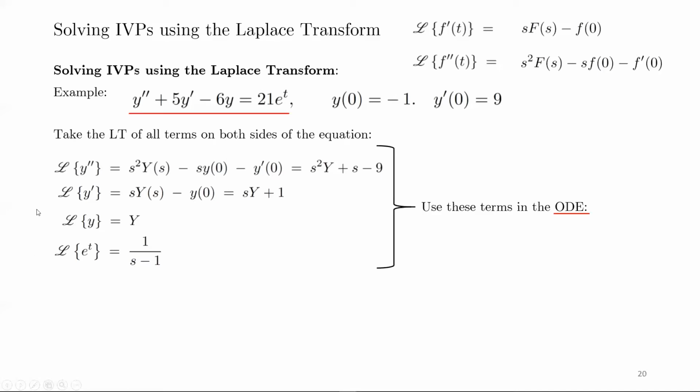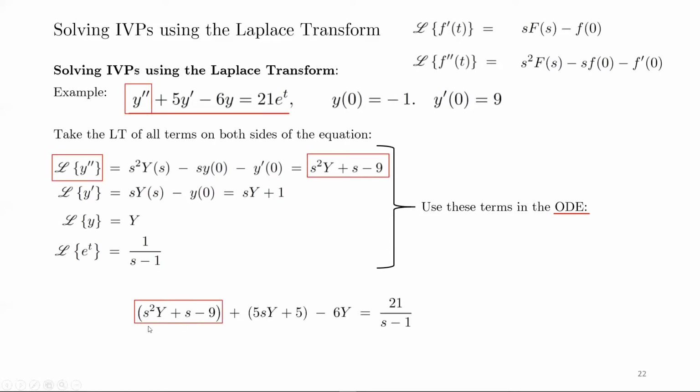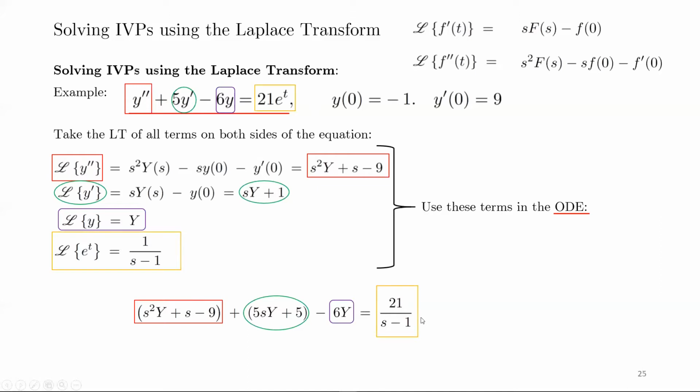So we can use these terms in the ODE, okay, and we get s squared y plus s minus 9, so that was our Laplace transform of y double prime, the second derivative of y. Then we have 5 times the Laplace transform of y prime, so 5 times s times y plus 1. Then we have minus 6 times the Laplace transform of y, minus 6 times y. And then 21 times the Laplace transform of the exponential of t, this term here.